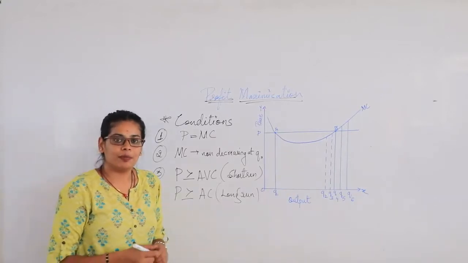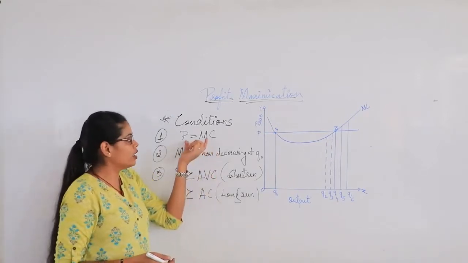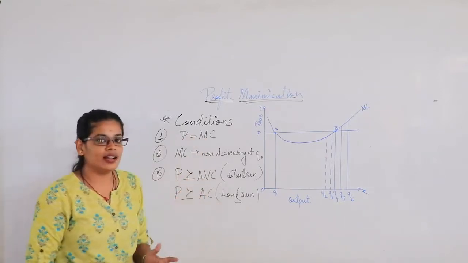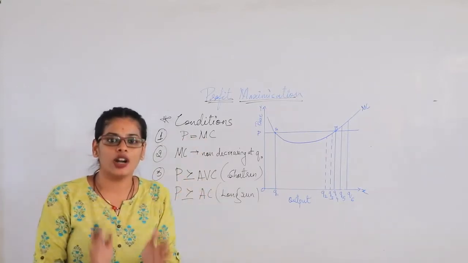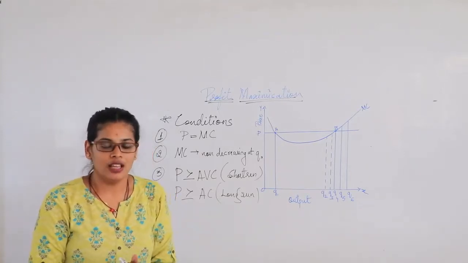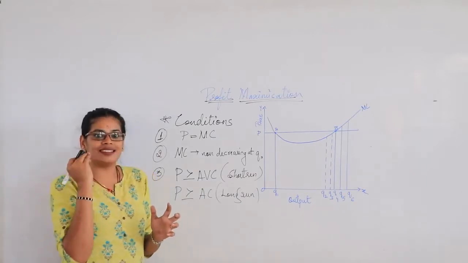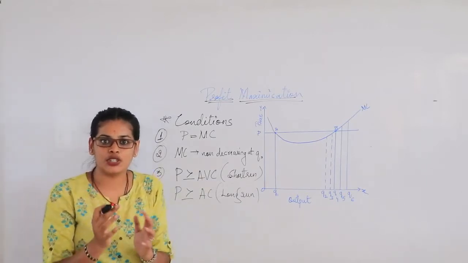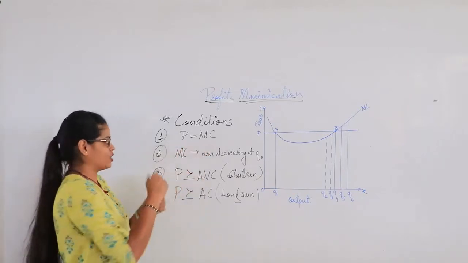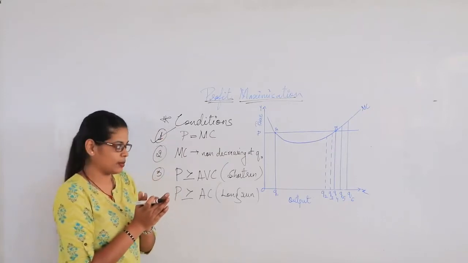Today we will be looking into these three conditions, wherein we have already understood what the first condition tells us. So when a company wants to understand at what level of output it is going to make a profit, there are three conditions which need to be satisfied. We have already understood the first condition, but let's recall what it talks about.